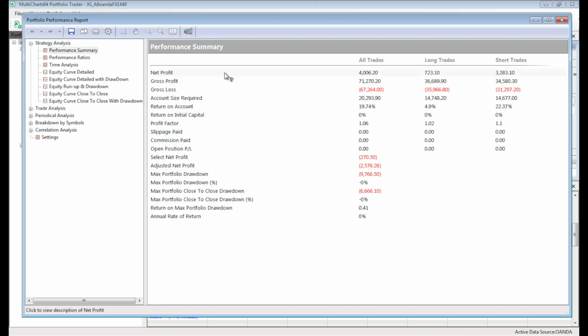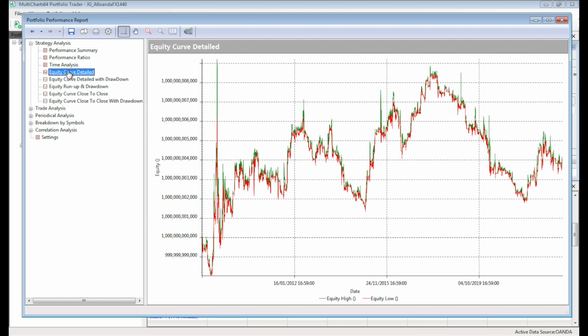So we already know that the net profit is 4,000 pips. The equity curve is like that, which is not very nice. Remember, this is across all of the Forex pairs, so 14, it's the portfolio. But let's have a look at the individual markets.